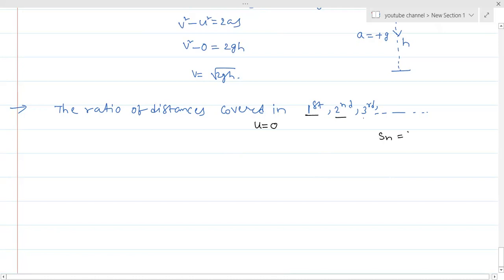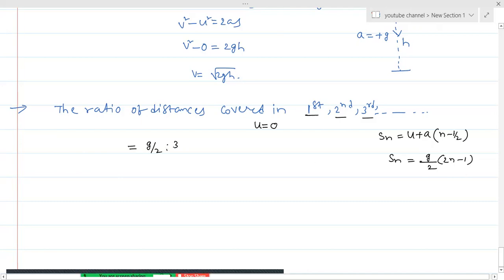Means Sn we are thinking. Sn is equivalent to u plus a into n minus half. As the initial velocity is 0, Sn equals a by 2 into 2n minus 1. Here a is generally taken as gravity, so Sn is g by 2 into 2n minus 1. In the first second it covers a distance g by 2, and if you take n equal to 2, in the second second it covers 3g by 2, and in the third second it covers 5g by 2.